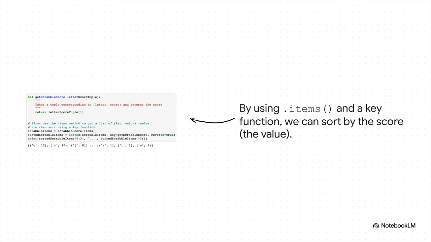Okay, now watch how this all comes together. We're using sorted again, but this time we're using it on Scrabble score.items. And check this out, this special argument right here. Key equals get Scrabble score. This little function is basically our instruction manual for the sorted function. We're telling it, hey, for each of those little pairs, don't look at the letter, look at this second thing, the score, when you're sorting. And of course, we add reverse equals true because we want the highest scores right at the top.